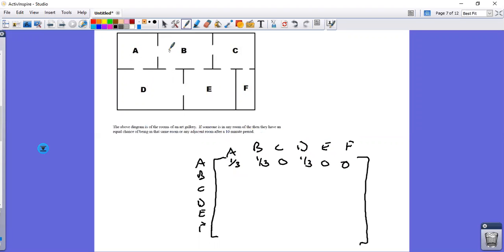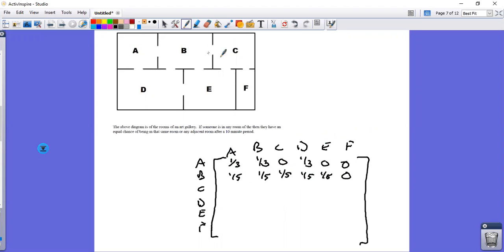If you're in room B, you have 1, 2, 3, 4, or stay, so there's a 5th. So a 5th can go to A, a 5th can stay in B, a 5th can get to C, a 5th can go to D, and a 5th can go to E. The only room they can't go to is F. Can't go to F from there.